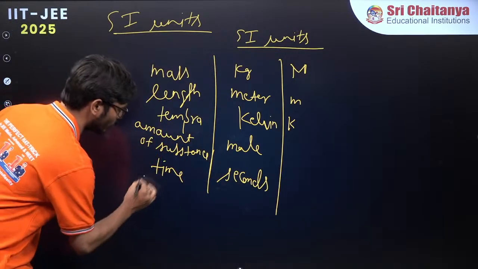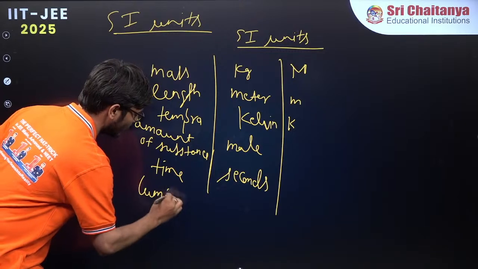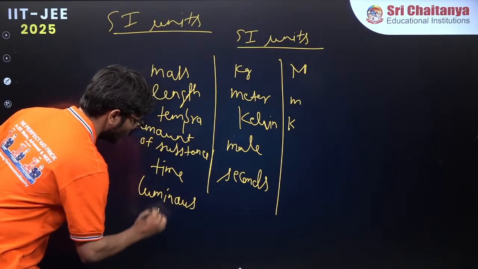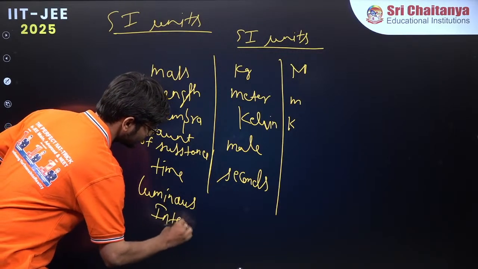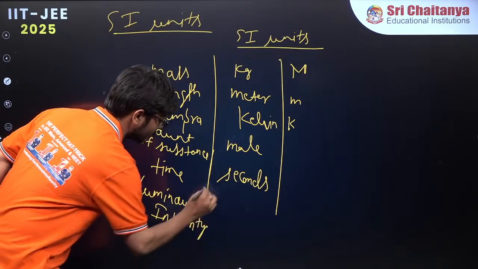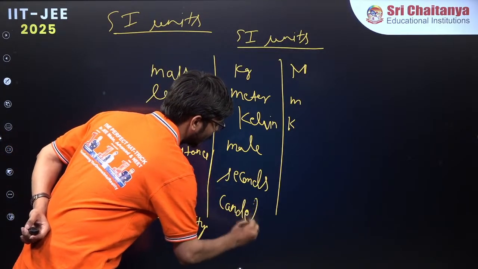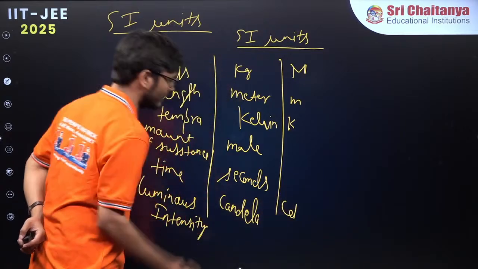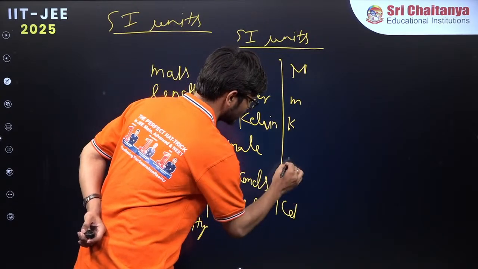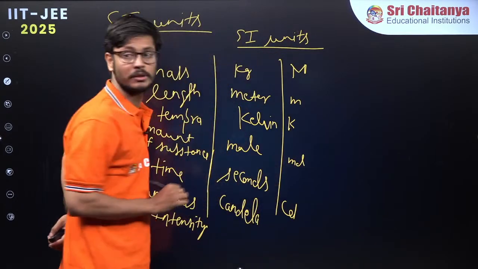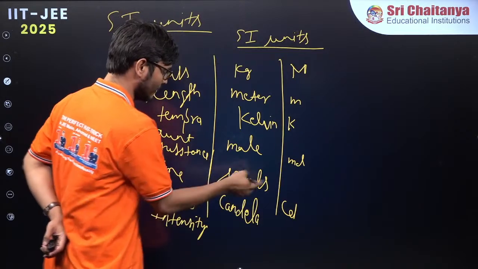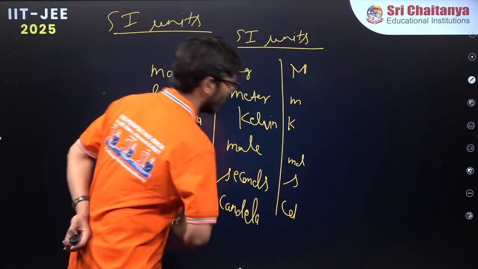One more will be there. Two more actually. One is called luminous intensity. What is the SI unit of luminous intensity? SI unit of luminous intensity is candela, represented by symbol cd. Mole in short form we write as mol. And seconds is represented as small s.